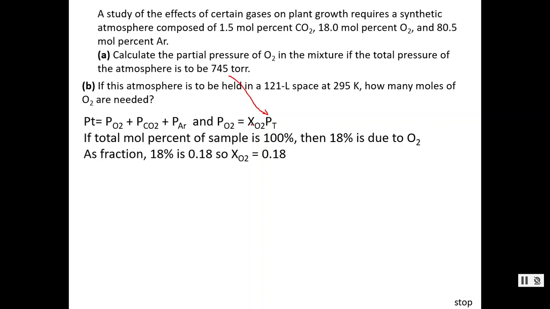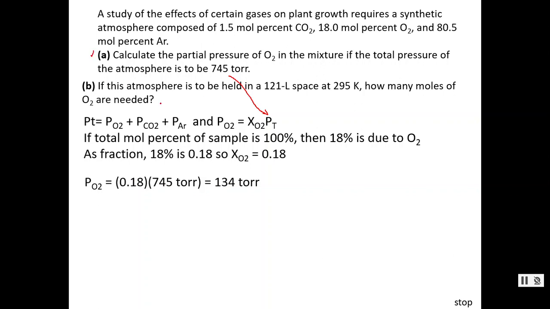If they had asked me about argon, I would have said 0.805 is my mole fraction. The mole fraction of carbon dioxide would be 0.015. Okay, so changing those mole percents into fractions, just divide by 100. So I know my mole fraction, I know my total pressure, so I can just multiply them to get the partial pressure of the oxygen. So that's how you do the first problem.